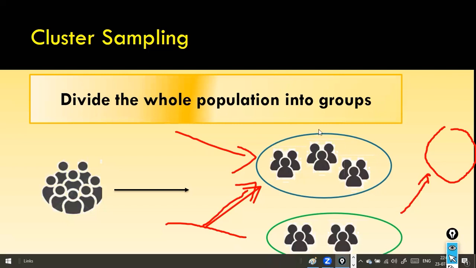All the students from Mylapore. Okay. So instead of going and collecting the samples from each and every school, or each and every individual from each and every school, what you do is you create a cluster or group. In this cluster, all the schools in Mylapore, all the schools in Adyar, all the schools in Besant Nagar. And then you take any one of the groups randomly, and then you run a survey with all the people in that specific cluster. This is what cluster sampling is all about.